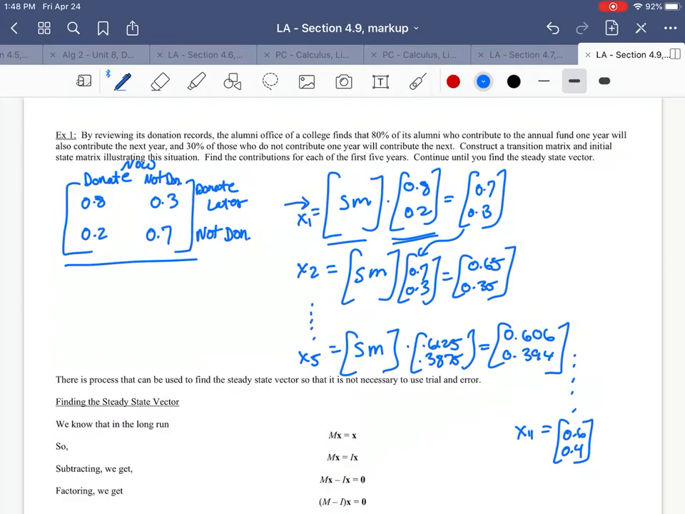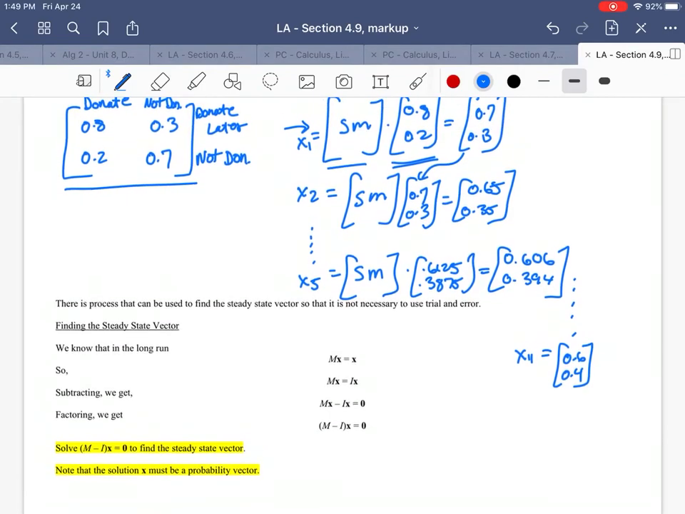That's the answer to the question. And so basically over time, they can see that it's going to be 60% donate and 40% don't. All right, so this is kind of a pain, and you're like, oh, how many times am I going to have to do this? How long am I going to have to wait? And so you kind of want to know what's going to eventually happen anyway. And so there is a better way to do this.